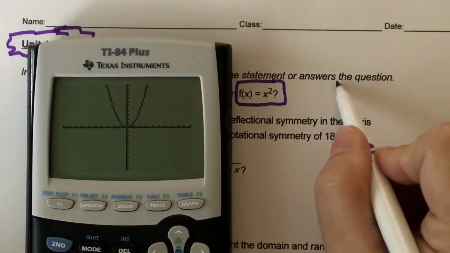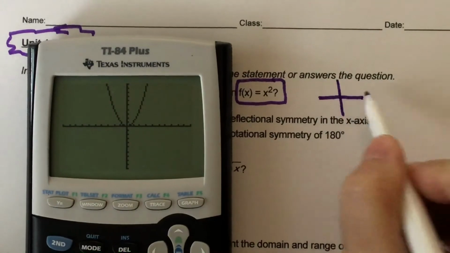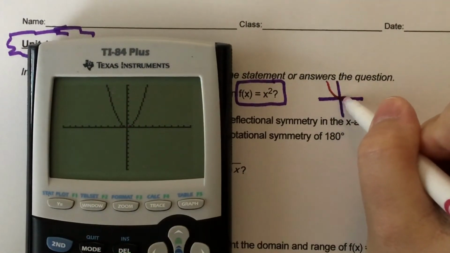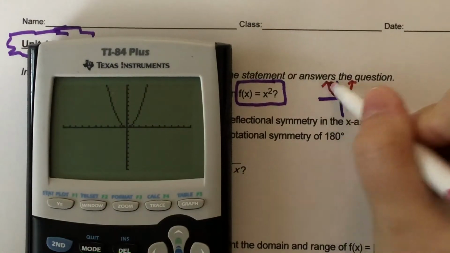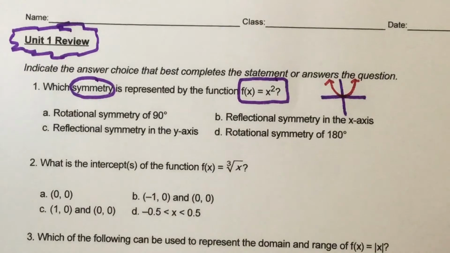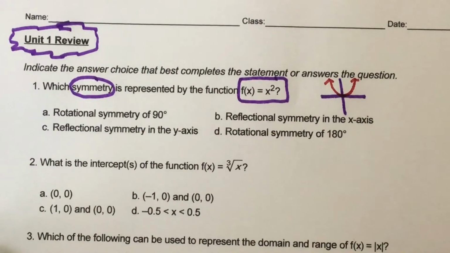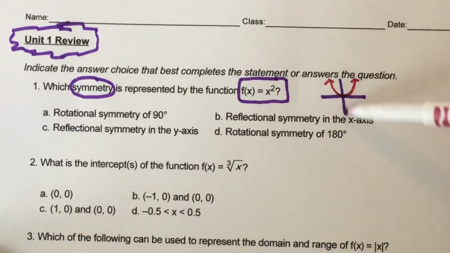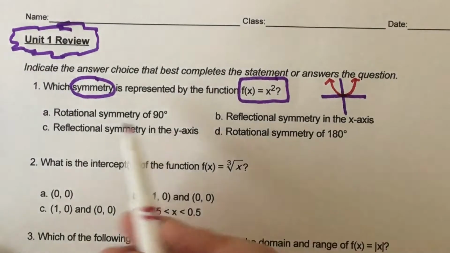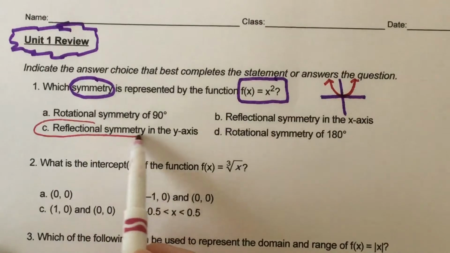So I'm just going to draw a little rough sketch of it over here. So its vertex is at 0, 0, and it looks something like that. So this is our quadratic parent function, and it wants to know which symmetry is true. Well, this graph is a reflection over the y-axis because this point is the same distance from the y-axis as this one is, and this point's the same distance from the y-axis as this one is. So I want to look for that, and here it is.